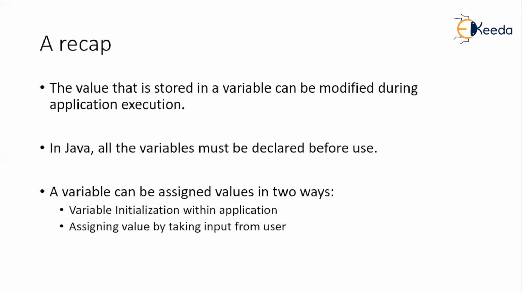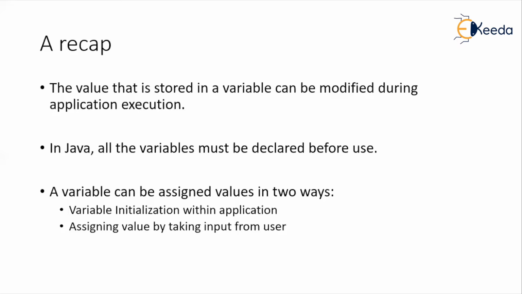Whatever value we specify in any variable can be modified during execution of that application. For example, I have a variable of type int and I'm storing the value 100, and further code in my application modifies that 100 to 110. This is allowed. This is modification of the data.